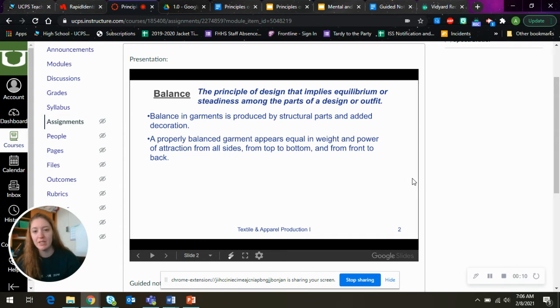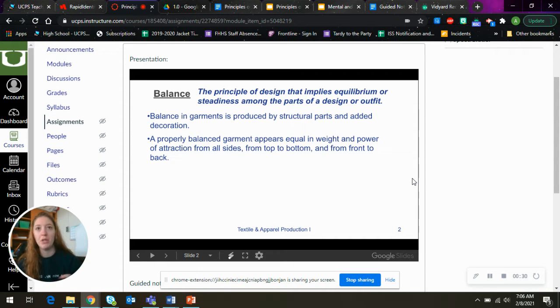To start off, balance is the principle of design that implies an equilibrium, so like something on each side, kind of like a seesaw or something like that, and that has steadiness among parts of the design or an outfit. Balance in garments is produced by structural and decorated parts.